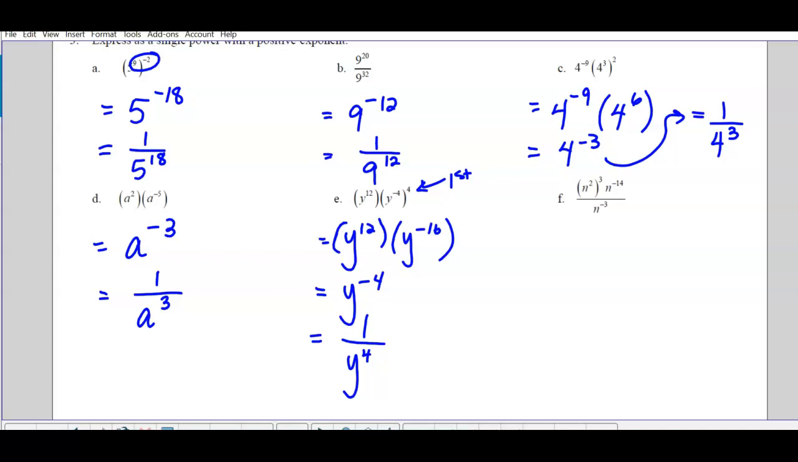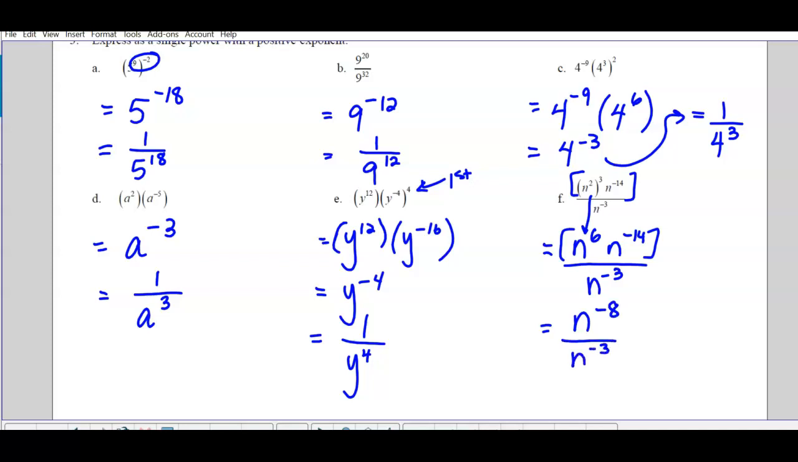And then a few things to do in F here. So there's power of a power. And then, really, it's kind of like having brackets there at that whole numerator. So I'm going to do that first. That's n to the 6 times n to the negative 14. Just copy everything else out the same. Okay? So that just becomes that. Then you can actually do this all at once, but I would do the numerator. It's like having brackets. So finish off the numerator. That's going to be n to the negative 8 over n to the negative 3.